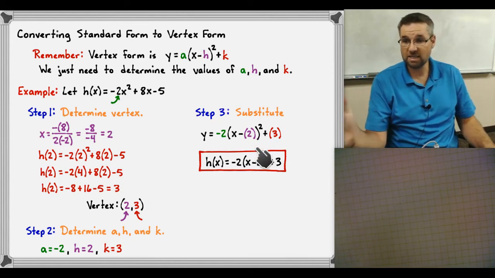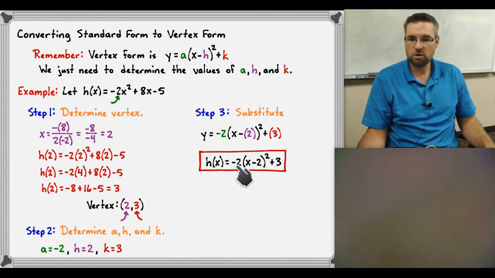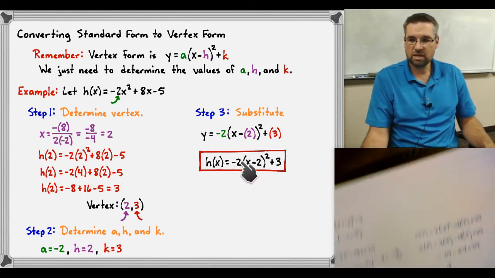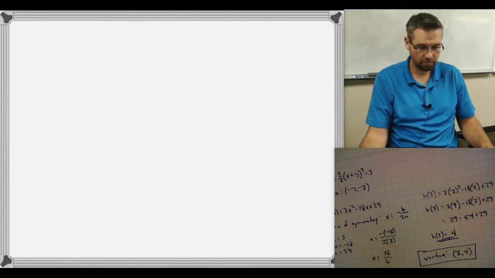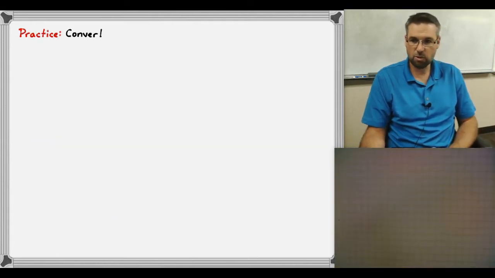The bottom line is this. The a value is negative 2, it's the same thing. And then our h and our k values, remember we just take the opposite sign of the vertex. That's 2, so we make that minus 2. And then we keep the sign of the y value. Change the sign, keep the sign, just like we always have. And so we have written vertex form from standard form. Pretty straightforward, pretty easy, I think. So let's go ahead and take a look at some practice problems.